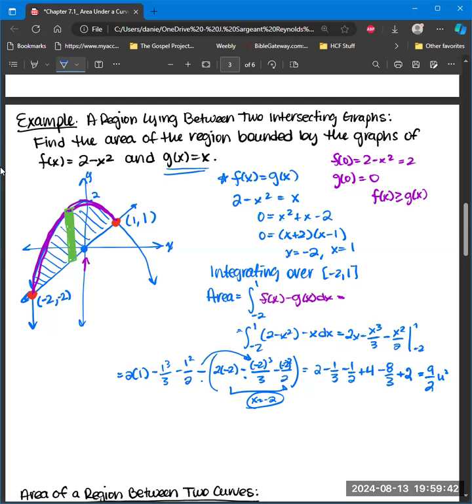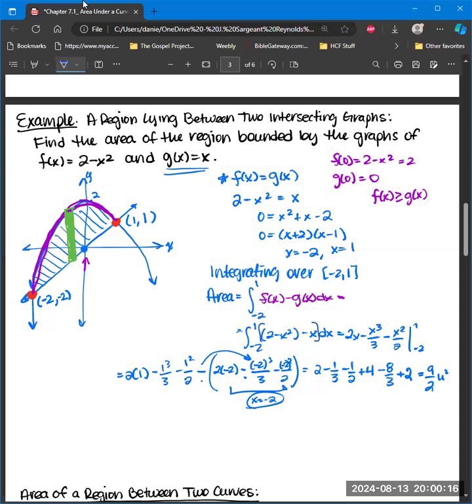There are my points of intersection at negative 2, negative 2. I know the y coordinate is also negative 2 because y equals x in this case. And 1, 1, same thing. It's the identity function, so x is equal to y at that point. I'm going to integrate between negative 2 and 1. And the upper function is going to be f of x, and the lower function will be g of x. So we're going to write this as the integral of 2 minus x squared minus x dx.